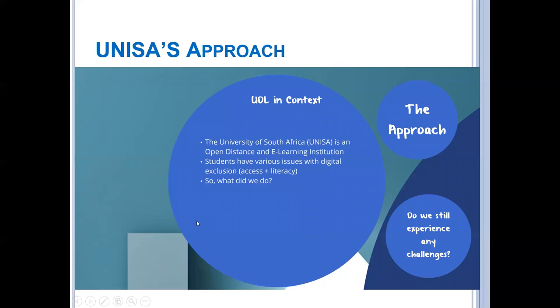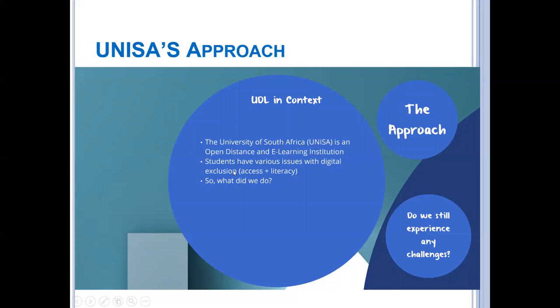So what does UNISA do differently? The University of South Africa is an open distance and e-learning institution. Although we've been open distance and e-learning, we use a blended mode of tuition and assessment. This means that we use a lot of the postal service. We use a lot of venue-based examinations, but this all had to change with the pandemic.